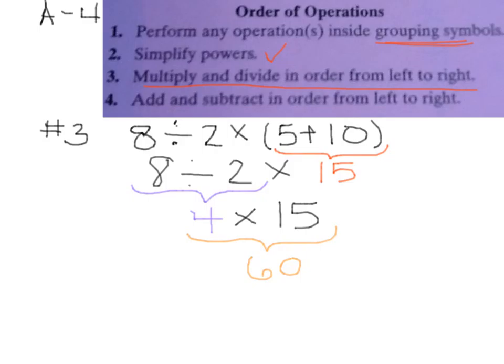Take a look at it again, right? First thing I did was to go back and look at my order of operations. First thing was the grouping. Well, sure enough, I did my grouping first. Then I simplified powers. Well, I didn't have any. Then I did my multiplication in order from left to right. Well, the first thing that came up left to right here was division, so I did the division first, as you see here.